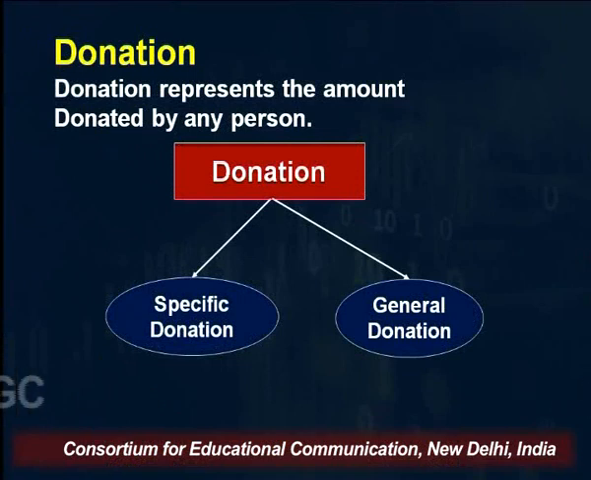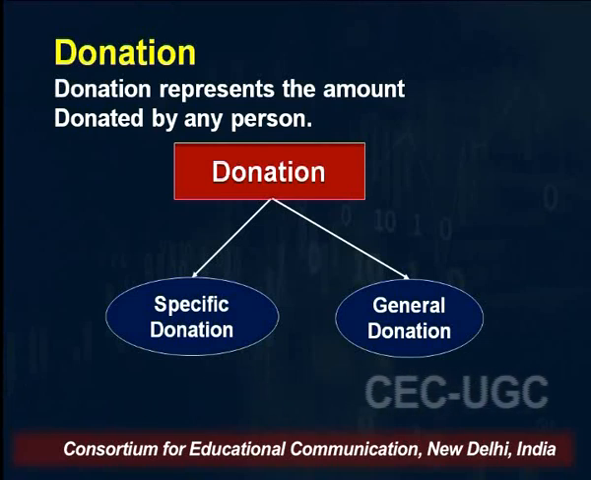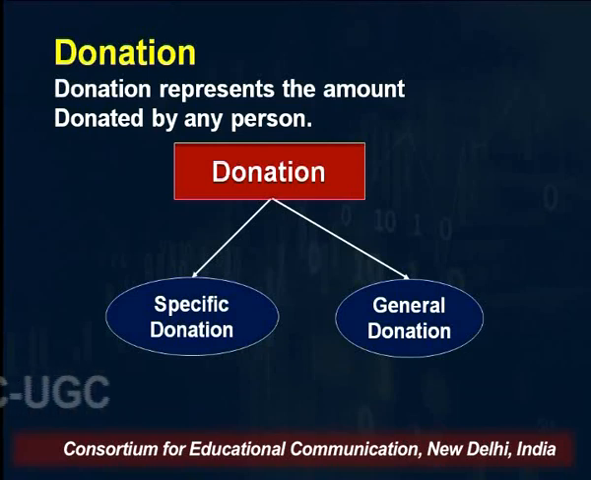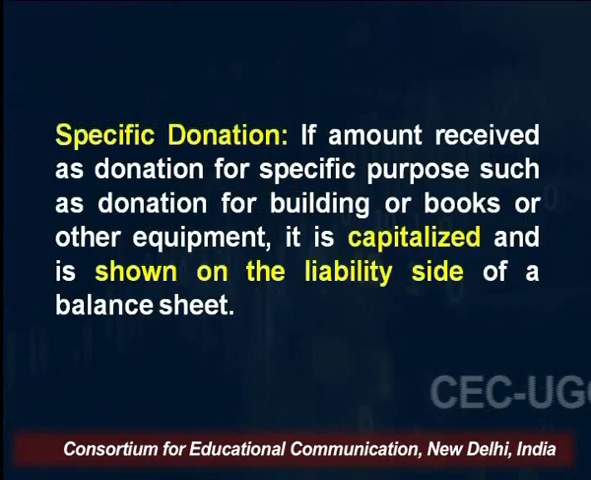Donation simply represents the amount donated by any outsider to the NPO. Donation can be a specific donation or a general donation. If the donation is a specific donation, it is meant for some specific purpose. For example, we have received this donation for the construction of a building, or for books, or for buying some equipment, then in that case it is a specific donation.